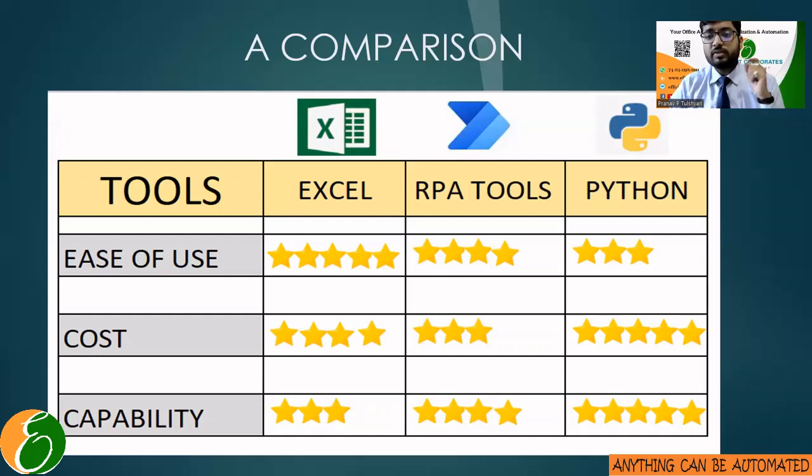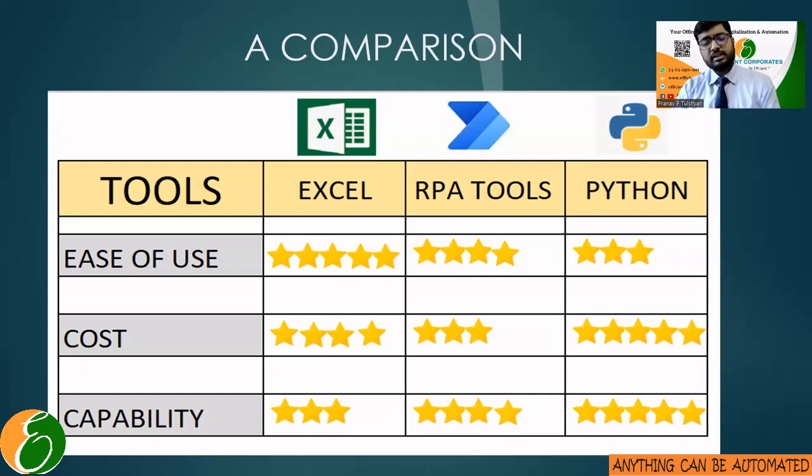Now cost, which will be cost friendly. Excel has 4 stars because some Microsoft 365 versions have a paid subscription. It doesn't get 5 stars because you have to buy the subscription to use those high-end tools, but the basic tools, like Power Query, are available for use. For RPA tools, I give 3 stars because most of the advanced functions are usually only for paid or pro users and are not available to everyone.